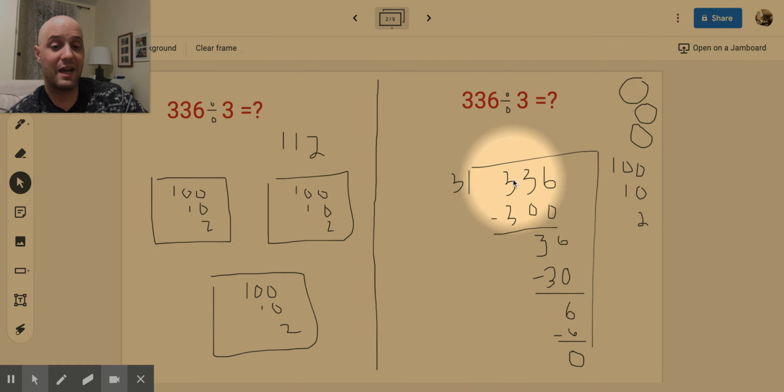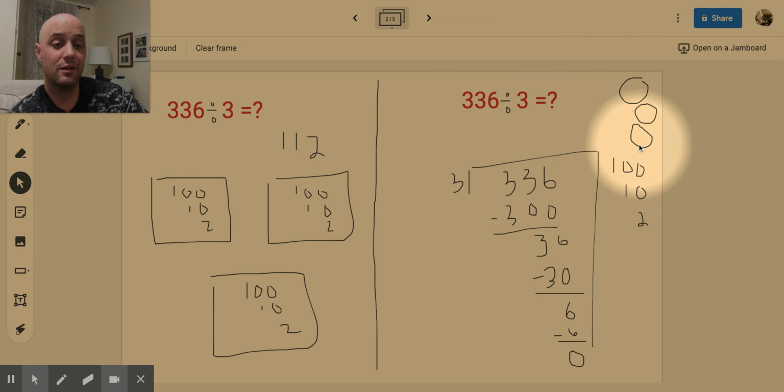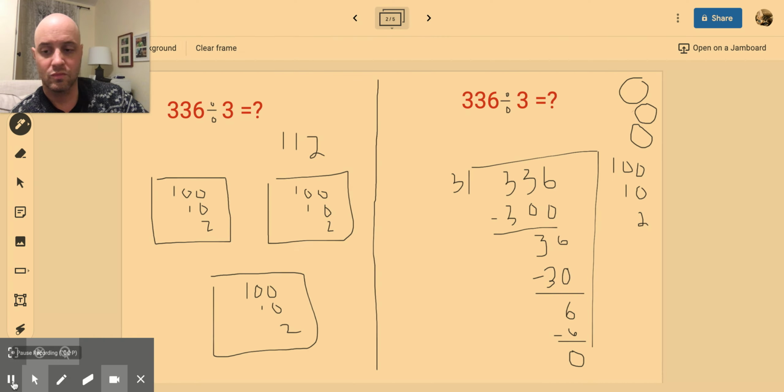So let me subtract. I need to divide up 336. If I give each friend 100, that means 300. And if I subtract, I have 36 more to divide. If I give each 10, 10, 10, then that will be 30. Let me subtract away 30 and see how much more I still have to divide. I have 6 more to divide. If I give each friend 2, 2, 2, that would be a total of 6 cards, and I have 0 left to divide. So you see how I did that?